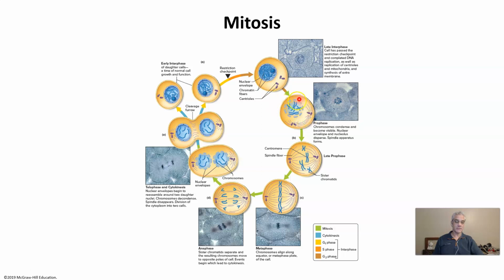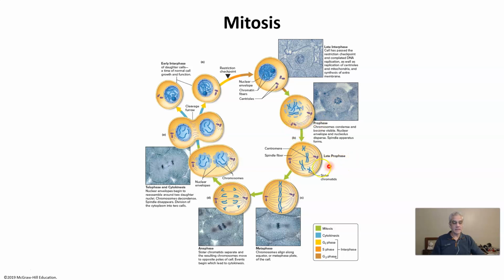So here's the nuclear membrane breaking down. So now we're in prophase here. The DNA has already duplicated itself. Here it is as chromatin. Here it is condensed up, tightly coiled into chromosomes, those things that you recognize. These spindles go to either side of the cell.